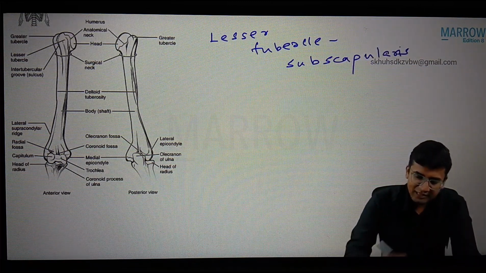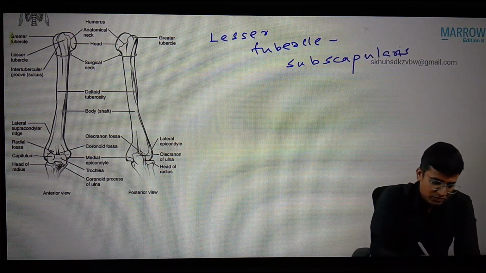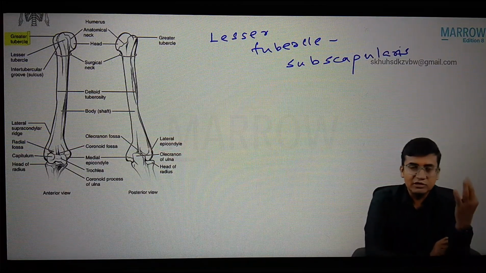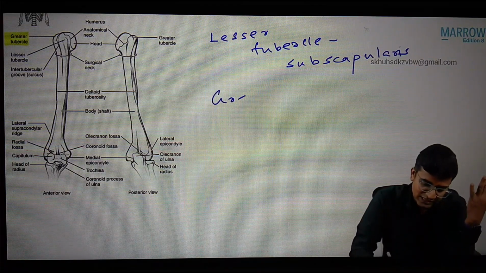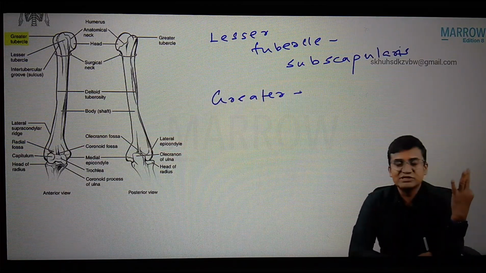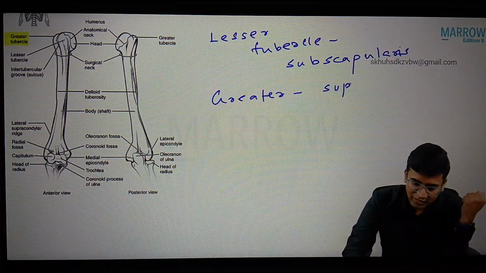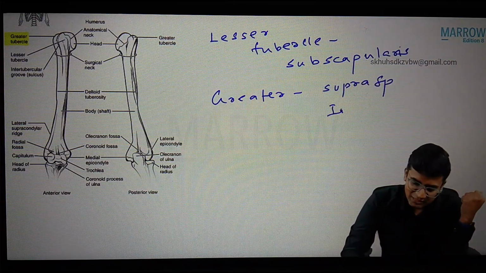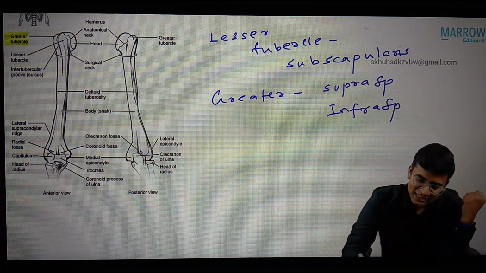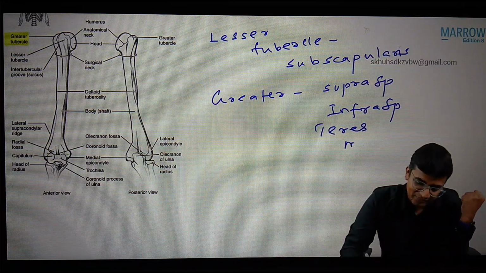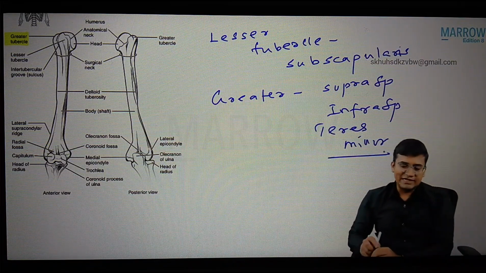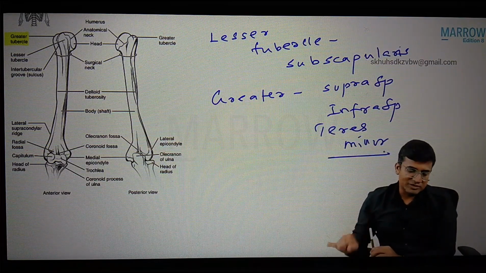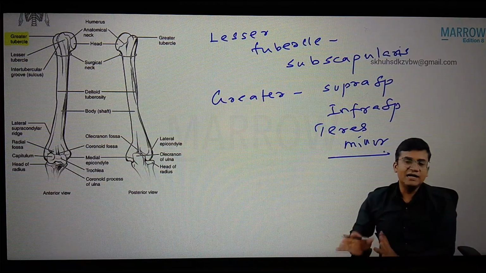Okay, right. Now the greater tubercle receives three muscles. Number 1, supraspinatus. Number 2, infraspinatus, and number 3, teres minor. Three muscles are attached to the greater tubercle: supraspinatus, infraspinatus, and teres minor.